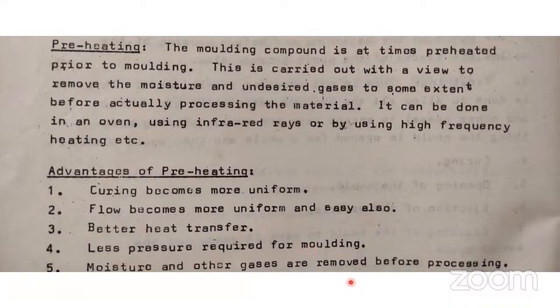Moisture and other gases are removed before processing. Because if the moisture and other gases are present in the raw material, that will affect the quality of the material. There may be silver marks, there may be burn marks, there may be many faults. You will not get a good shining of the article. And that's why after removing the moisture and the gases present in the raw material, you are getting a good finish, good article.